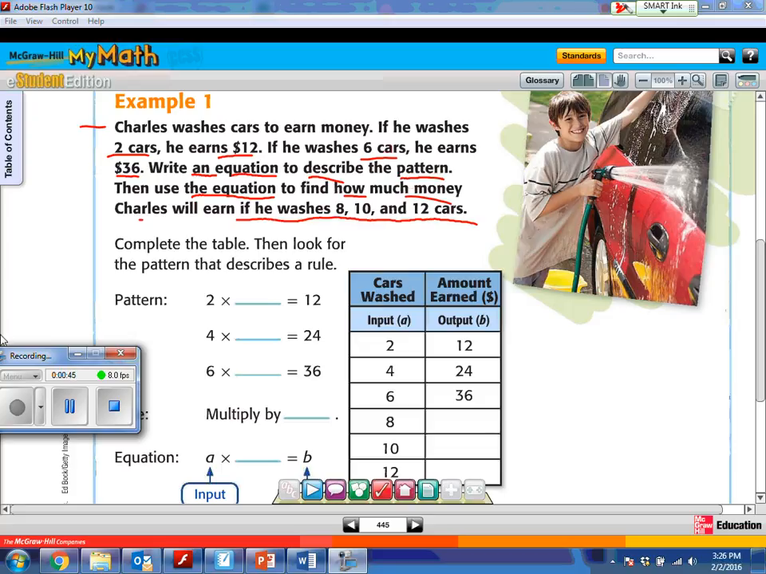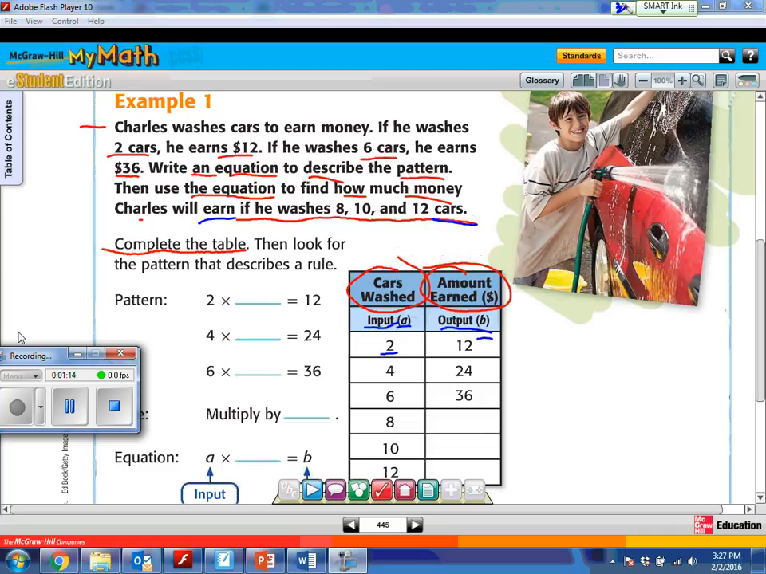All right. So the first thing we need to look at is it tells us about the table. Complete the table, and look for the pattern that describes the rule. Well, first off, we know that there's a number of cars that were washed. There's also the amount of money that was earned. It tells us that he washes cars and that he earns money. We can go ahead and then figure out our input, which is A, and output, which is B.